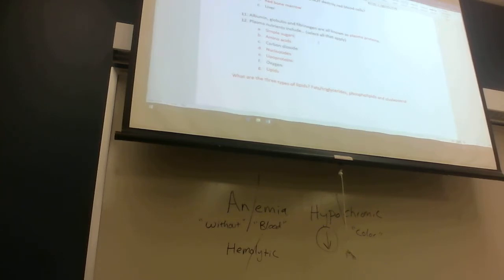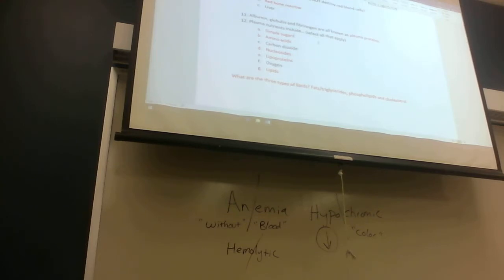So now we're going to go over some plasma nutrients, select all that apply. This includes simple sugars, such as, what's a simple sugar? Glucose, yes. Amino acids, which are just debris of protein, right? So if a protein gets broken down, it turns into amino acids. Nucleotides, which is segments of DNA. Lipoproteins, which are proteins and fats combined. So yeah, fatty proteins, there you go. And then also lipids. So those are some nutrients.